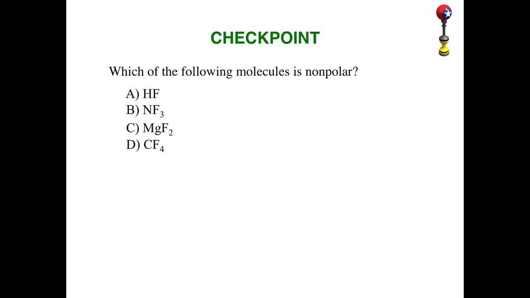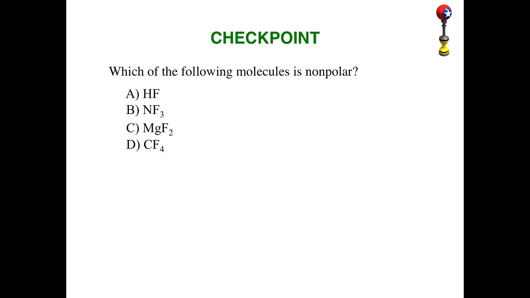All right, from that, let's have a checkpoint. Which of the following molecules is nonpolar? Let's first do some elimination. We know that HF, option A, would be polar because it is a polar bond, and that's only one bond. So HF should be a polar molecule. And we can cancel out option C because that's an ionic bond, so it's not a molecule actually. So our two options left are B, NF3, and D, CF4.